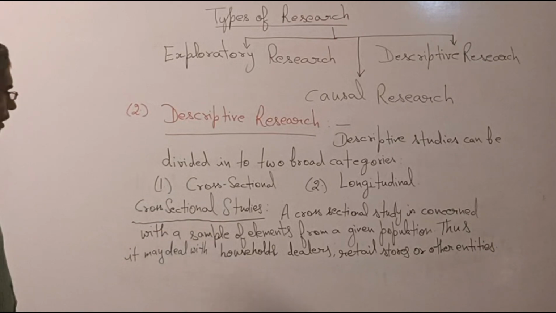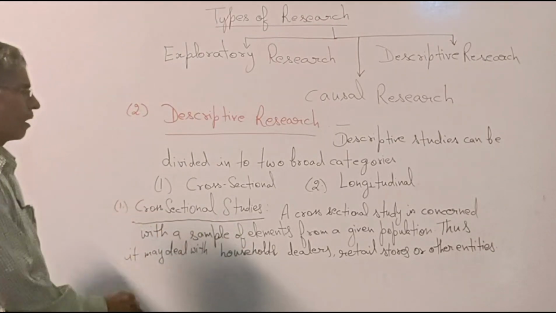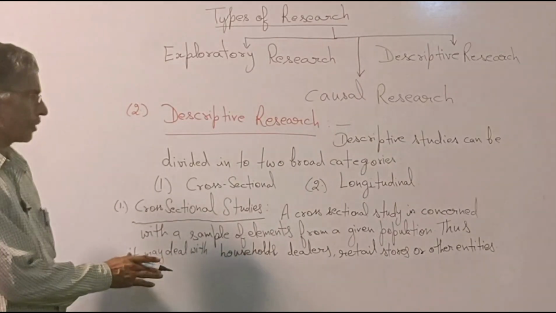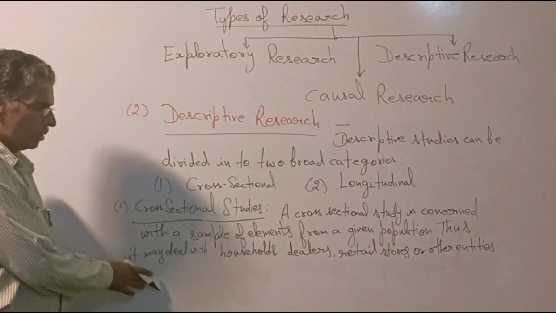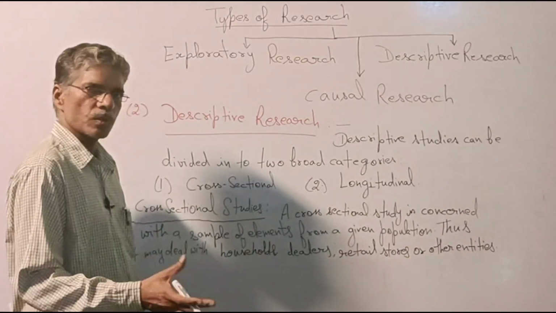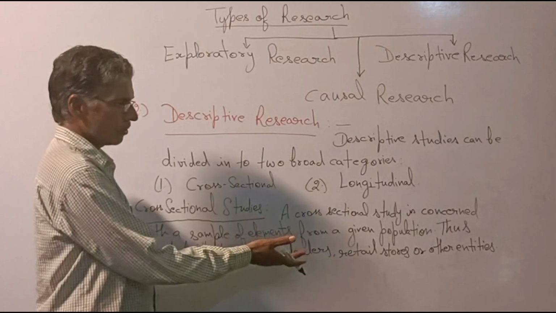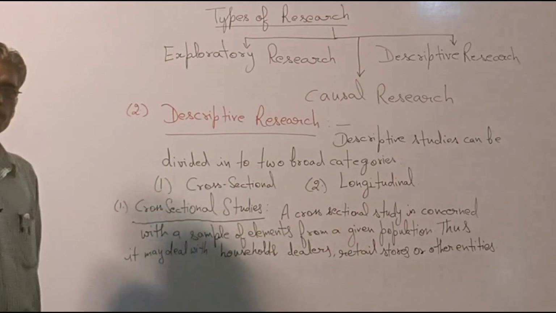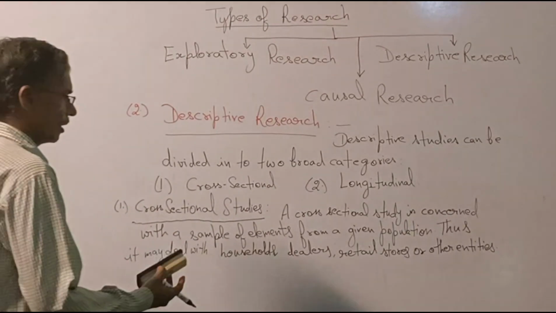So you see, cross-sectional studies are concerned with a sample of elements from a given population. Thus, it may deal with households, means the people who are living in the houses, dealers who are providing the goods and services, retailers, stores, or other entities. I hope you have noted down, and let me delete this.